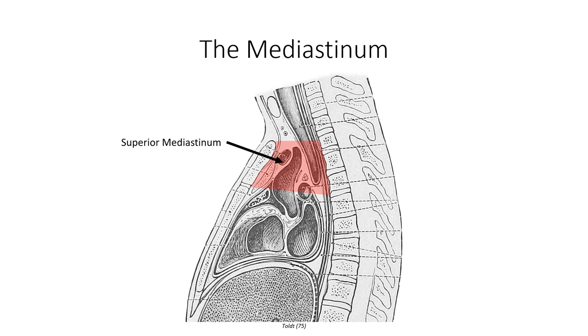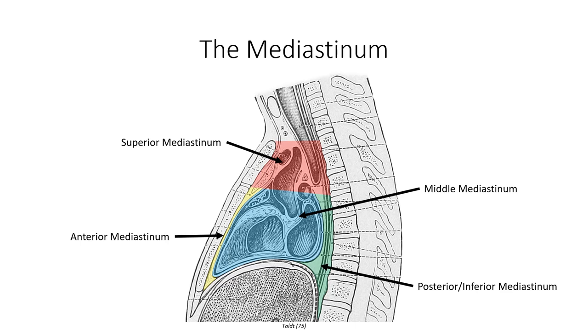The remaining three regions are all found inferior to this plane. The heart occupies the middle region of the mediastinum. We've already covered that topic in extensive detail, so let's move on. The anterior region lies in front of the heart. Only one structure of note is found here. The last segment can either be called the posterior or the inferior segment, depending on the source you are referring to. It lies between the heart and vertebral column and projects inferiorly behind the diaphragm. Many of the structures found here are continuous with the superior mediastinum, so we'll discuss these regions together.